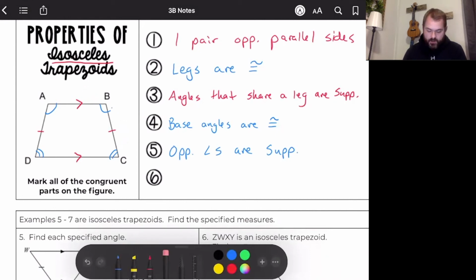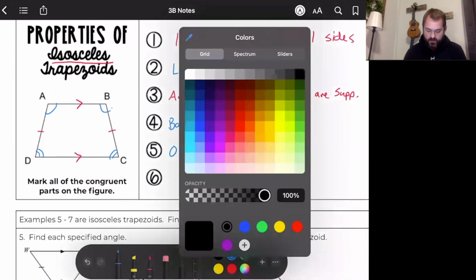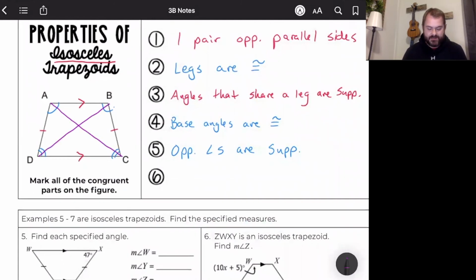All right, and we have one other property to look at. Let me get my pen working. The last property we're going to look at deals with the diagonals. Okay? Now, when you draw the diagonals, you'll notice that they intersect each other. They're not going to bisect each other. They're not going to go through the middle. They're not perpendicular. That all can be changed. But there's a unique property for the diagonals, and that's this.